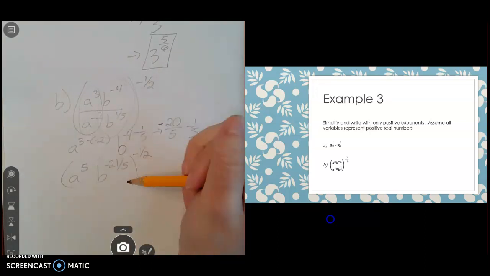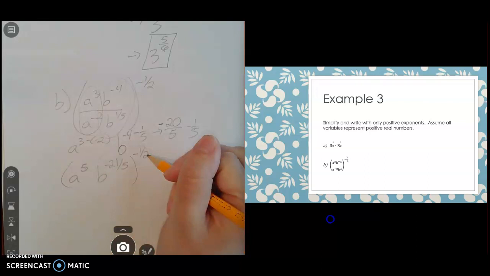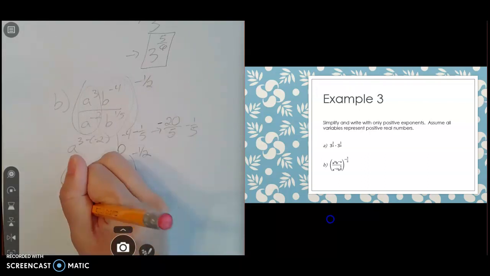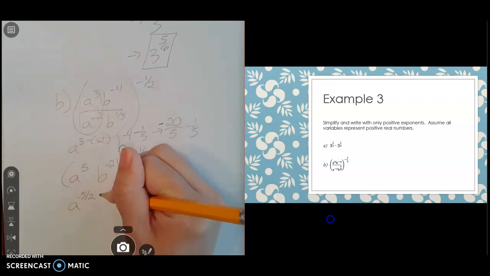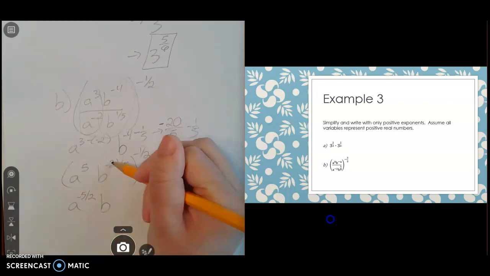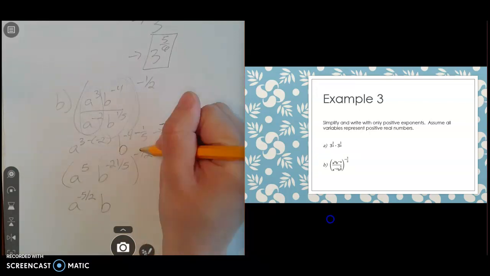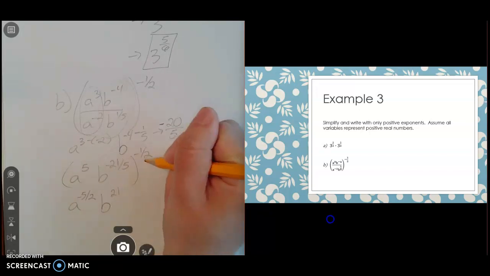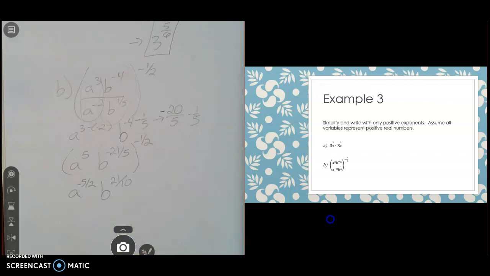So I can distribute that to both terms in here. I guess they're all part of the same term here, but both exponents. So what I'm doing is I'm doing 5 times -1/2. So that'll be -5/2 for my a. With b, -21 over 5 times -1/2. Well, negative times a negative will give you a positive. 21 times 1 is 21, and 5 times 2 is 10. So it'd be 21/10.